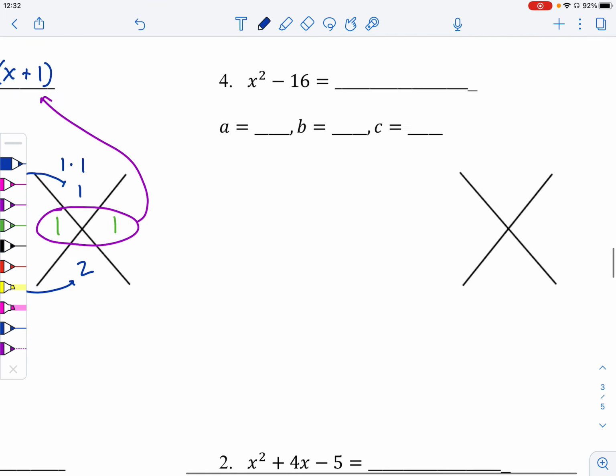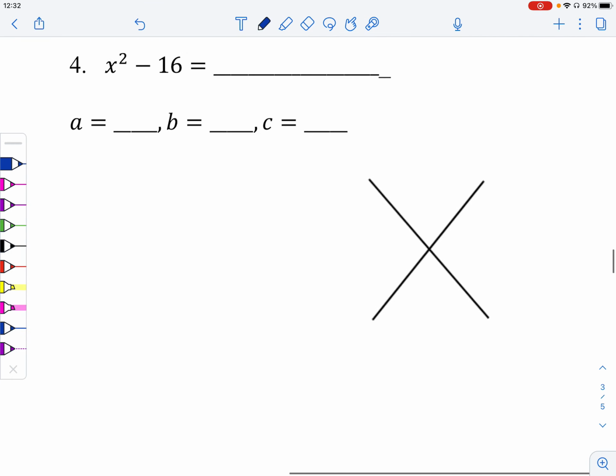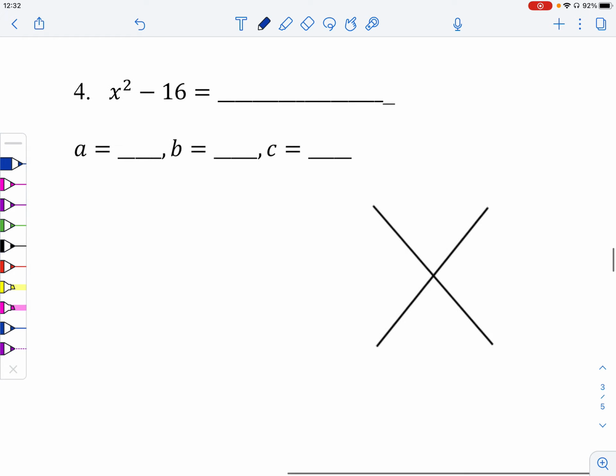So we're just adding one more step to last time. Okay, x squared minus 16. Okay, these ones, we don't have a middle term. So this is x squared plus 0x minus 16. There's no x value in the middle, so we can write out that 0. Then we can identify what the a is, 1. What the b is, 0. What the c is, negative 16.